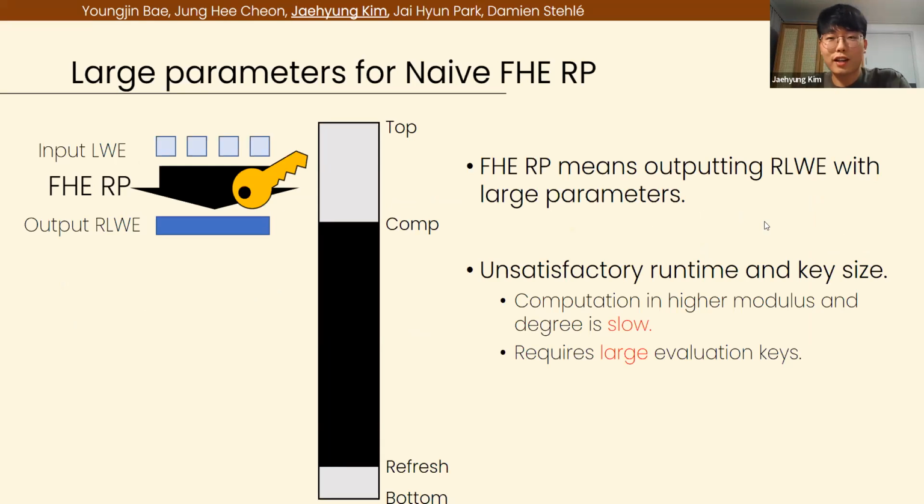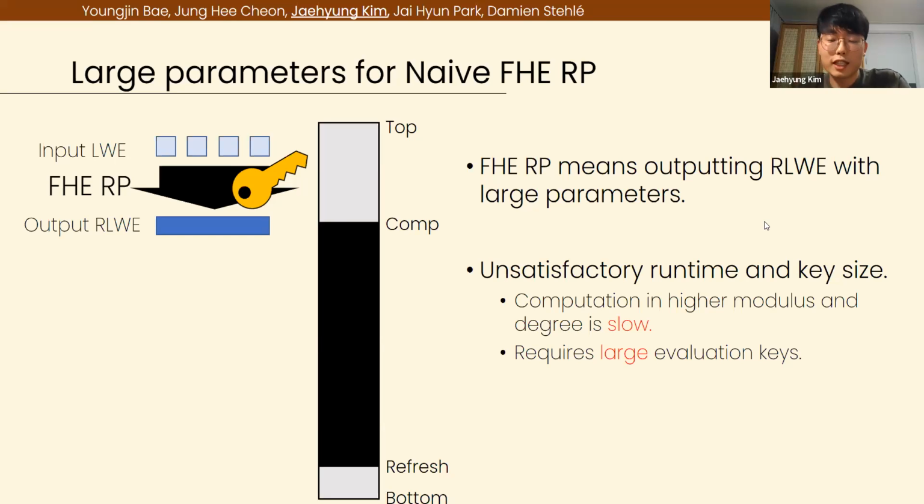So we now define FHE ring packing. I want to introduce a naive approach and its problem. When you naively do FHE ring packing, you will be ring packing above the modulus Q comp, and it means outputting ring LWE with large parameters. So we will be ring packing with large modulus and large ring degree.